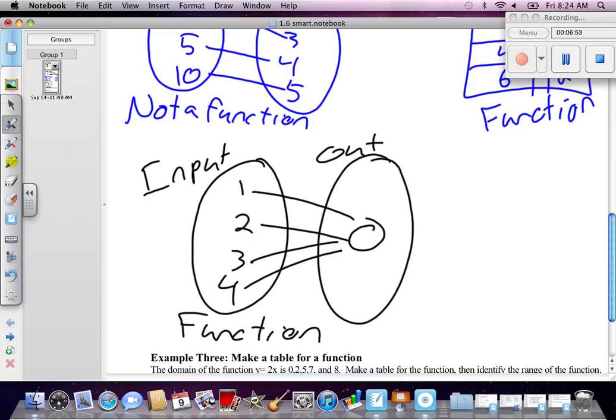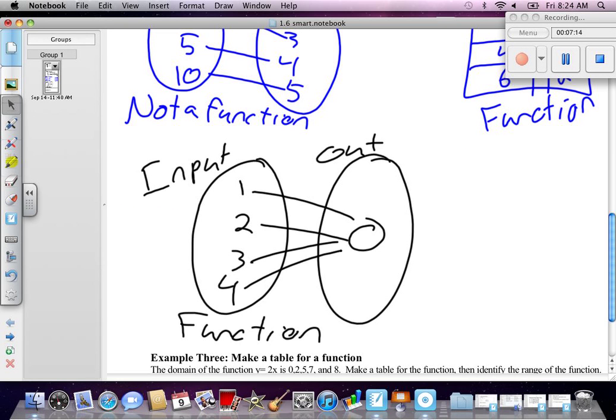What does that tell you? That tells you that you've got to look in the input section and see that they only go to one place. We're not ever looking at the output. It doesn't matter how many places the output goes. What matters is how many places the input goes. So you look in the input and make sure there's only one arrow from each number.